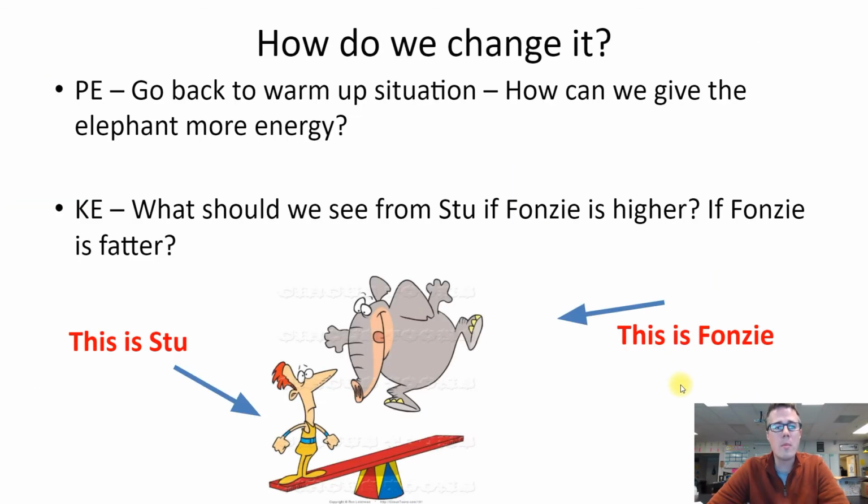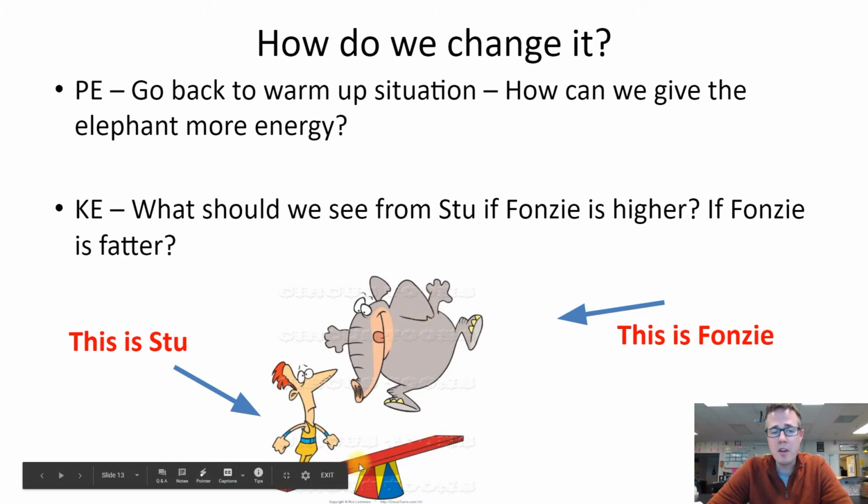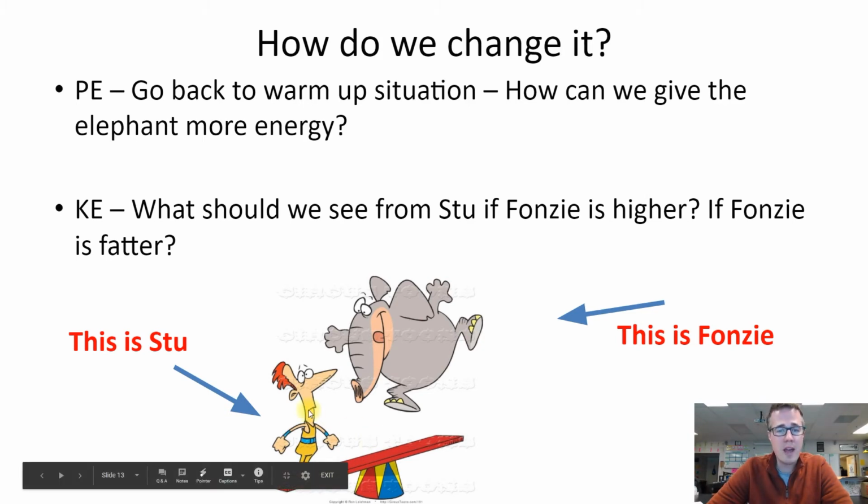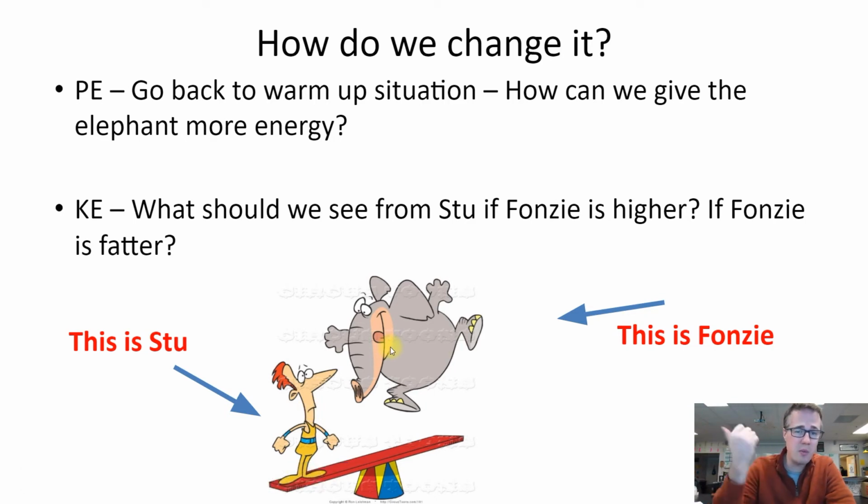All right, so let's go back to the warm-up question. Now that we've got some definitions written down about what potential and kinetic energy are, basically what we're doing is we're trying to say that Fonzie the elephant has got a whole bunch of potential energy that he's going to fall and hit the teeter-totter and turn Stu into a whole bunch of kinetic energy. So in order to make Stu go flying really, really fast, we're going to want Fonzie to be going really fast, and we want Fonzie to be really heavy so that he has the most energy possible.